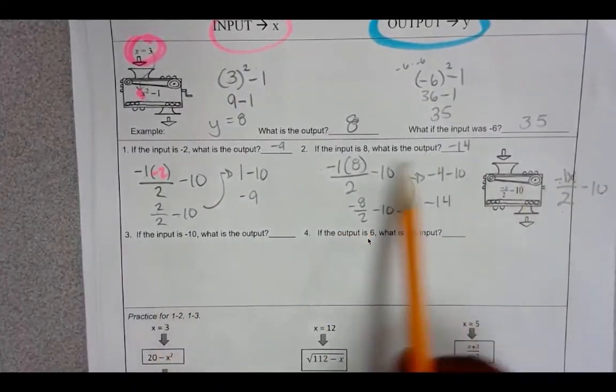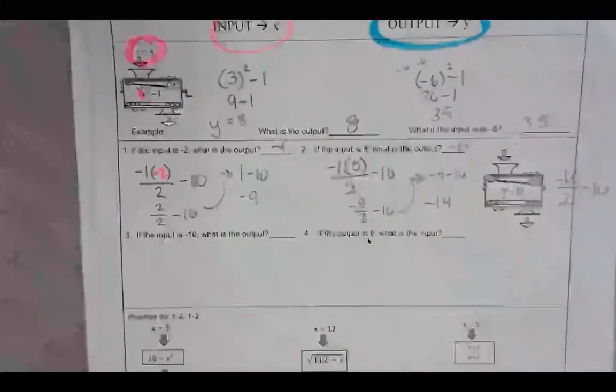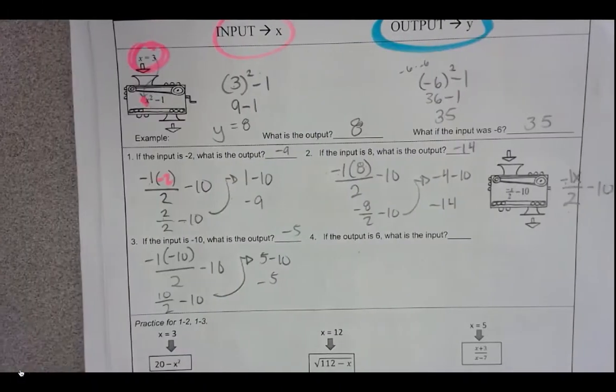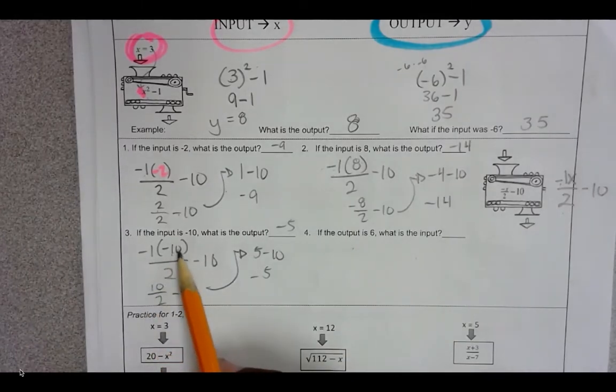Okay, so now, again, you guys try this one. Try it on your own. All right, so now you can see that I plugged in the negative 10. I simplified there and ended up with negative 5.